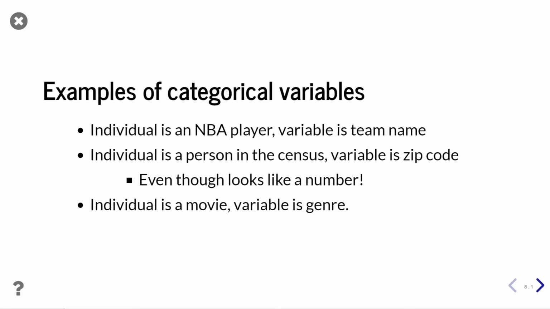In the NBA data set, I had a column in that table containing the team that the player played for. That's a categorical variable because there are a finite number of options that variable must take. If an individual is a person in the census, and the variable is the zip code, this might look like a numerical variable, but it's actually categorical because remember, there's a finite number of possibilities for that variable. So if there are certain categories or groups that the variable must fall into, that's when we say it's categorical. Another great example of a categorical variable is the genre of a movie.